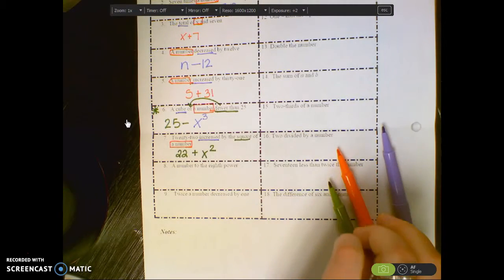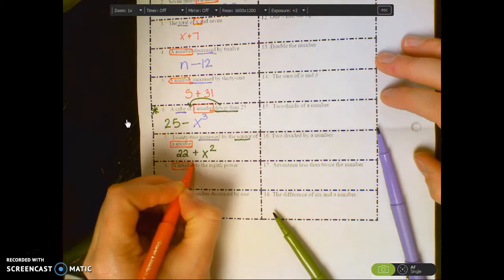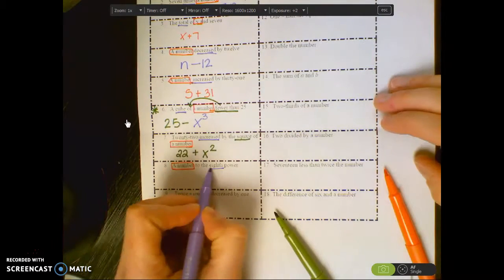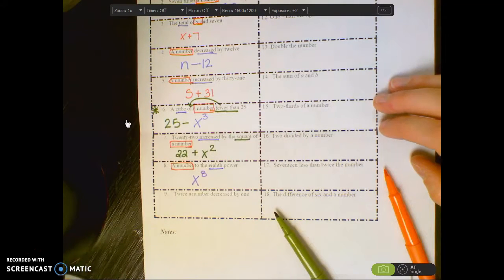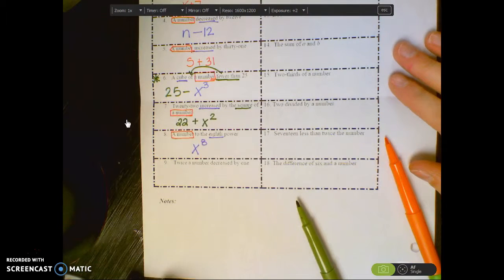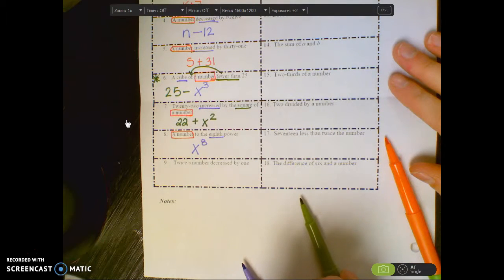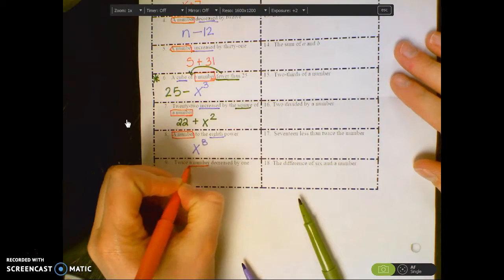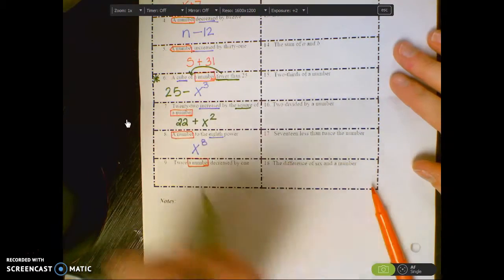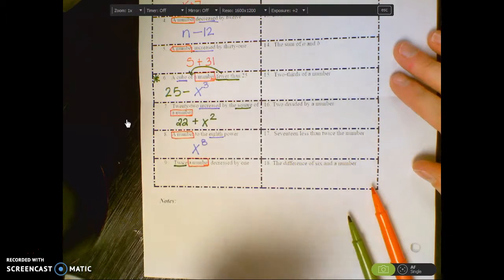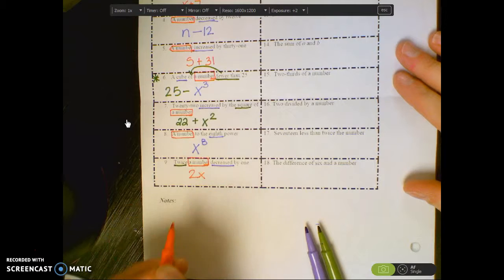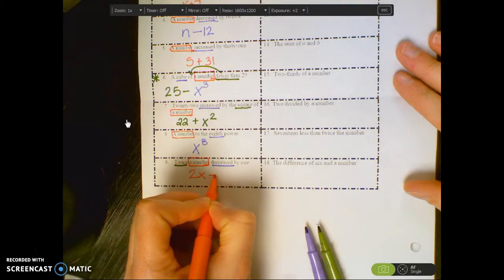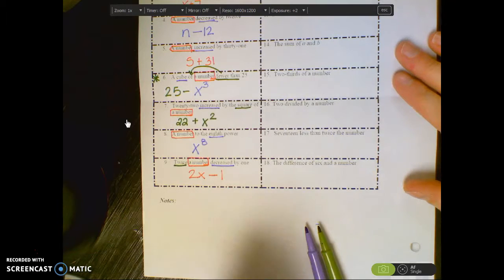Number 8, a number to the 8th power. A number to the 8th power. Number 9, twice a number decreased by 1. A number, twice a number decreased by 1. So twice a number means 2 times a number, 2 times x. Decreased by 1.